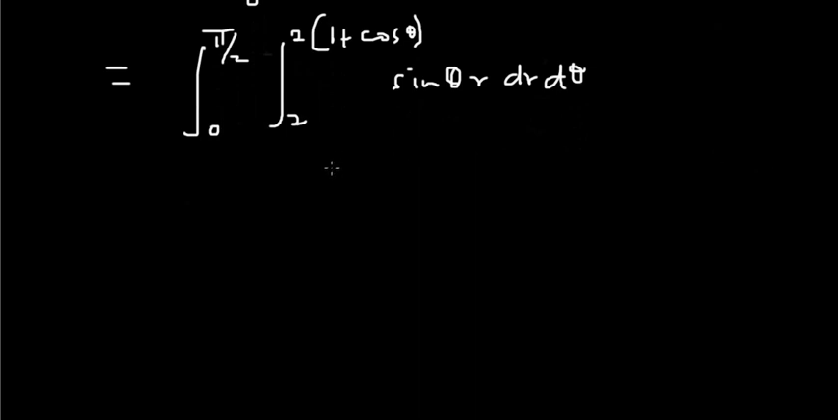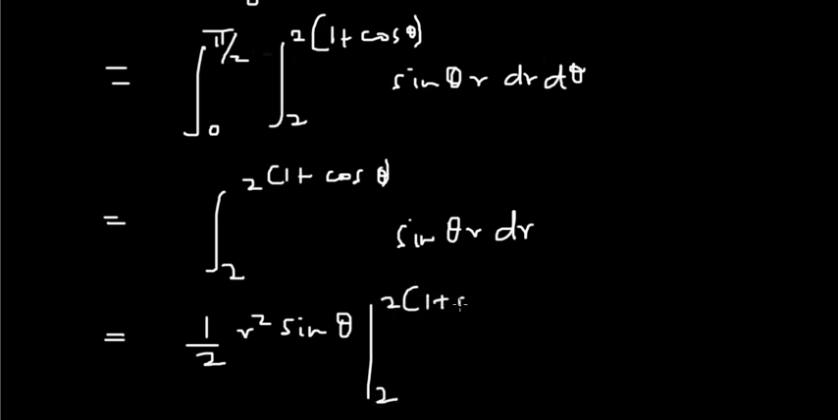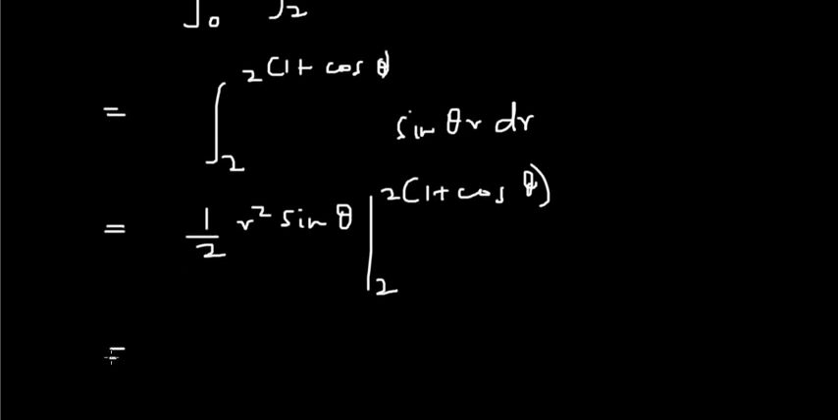Now let's try to solve this problem. As in our previous problem, we first take the integral with respect to r, from 2 to 2 times 1 plus cos theta, of sine theta r dr. So you could just do the simple integration. When you integrate with respect to r, we have 1 on 2 r squared sine theta, evaluated from 2 to 2 multiplying 1 plus cos theta.